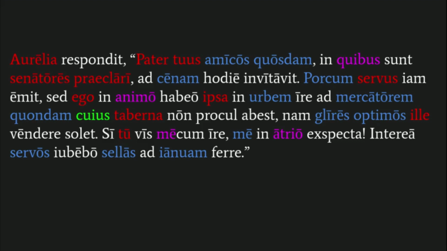So she's going to a merchant. Why? Well, it tells you, nam, because ille, he, that one literally, but it means he, the merchant. So he is accustomed to selling. Solet, he is accustomed, vendere, to sell. Right, or he usually sells, you could say, or he's accustomed to selling glires optimos, the best dormice. This is what she wants. This delicacy, the glires are a delicacy for kind of upper class Romans eating the dormice, and this guy has the best ones.